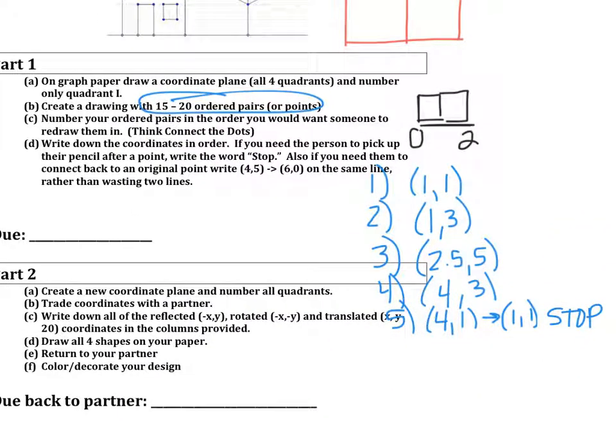So by saying stop, it tells the artist or me following your project that you stopped and picked up your pencil to either continue on to draw a window, a chimney, or something that is not connected to that original point. For Monday, here's what you need done.